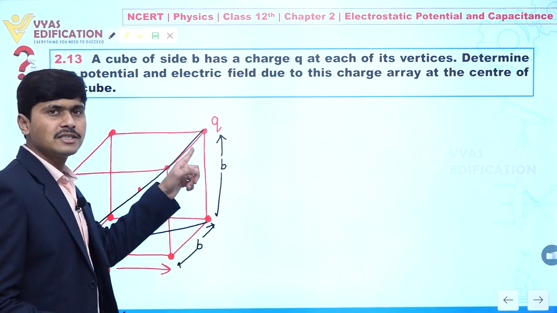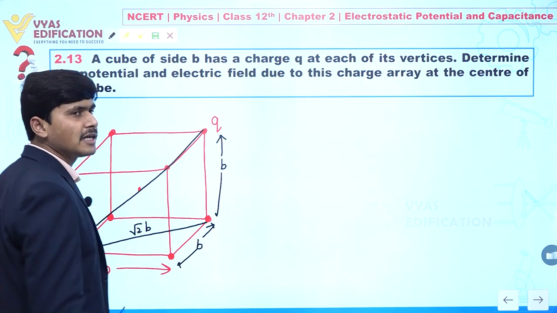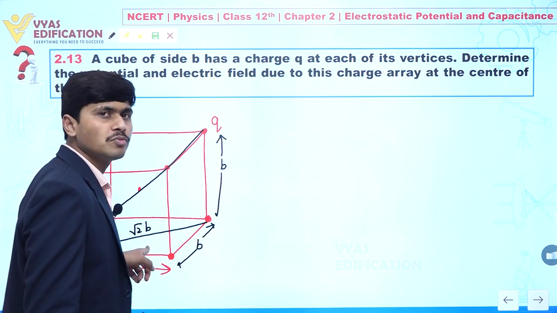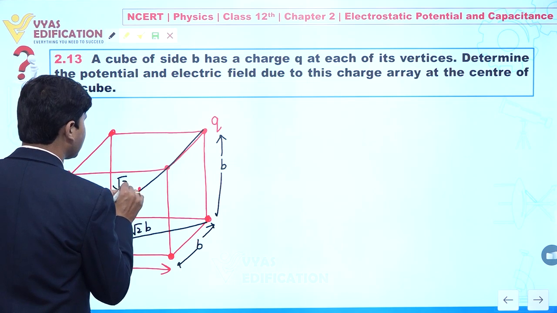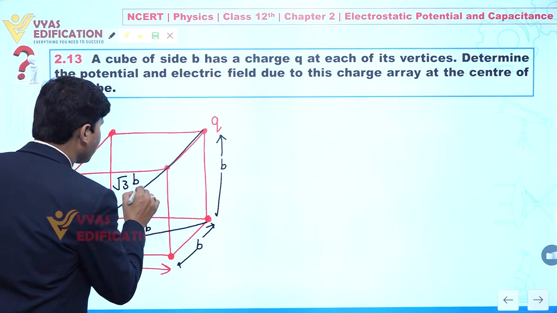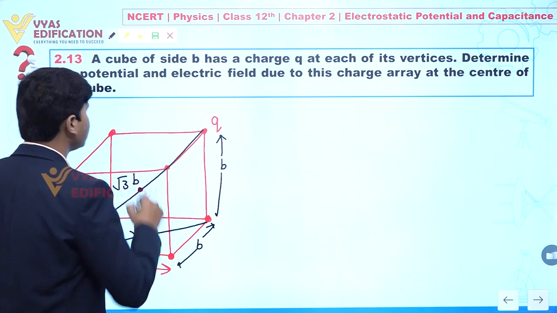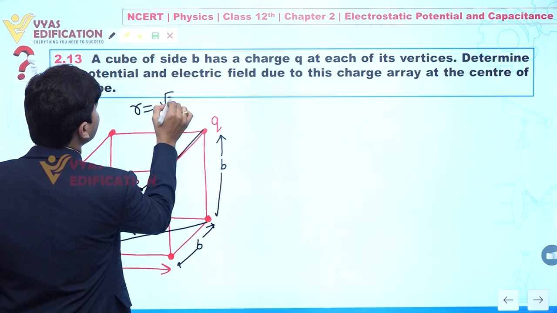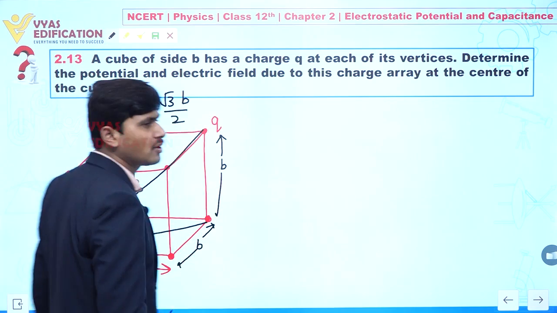So can we calculate this diagonal? Yes. We can apply the Pythagoras theorem here: b square plus 2b square, this is 3b square, so we can write this is under root of 3 b. So the distance of this center from each charge, given by r, is equal to under root 3 b by 2. Clear to everyone?